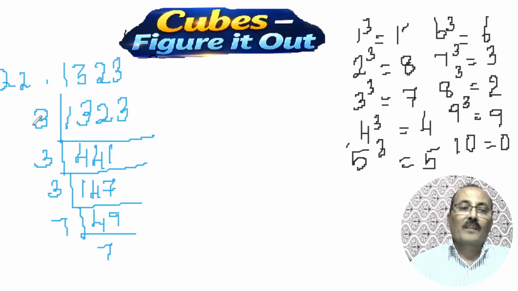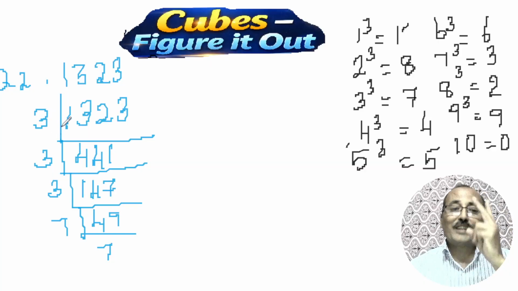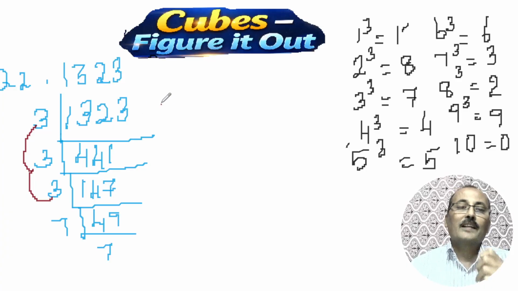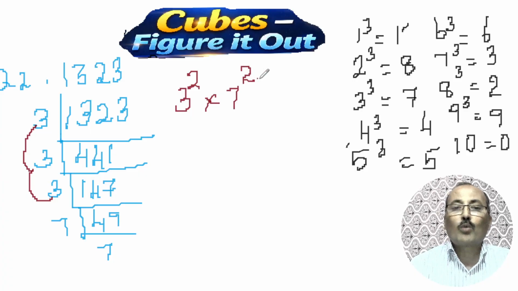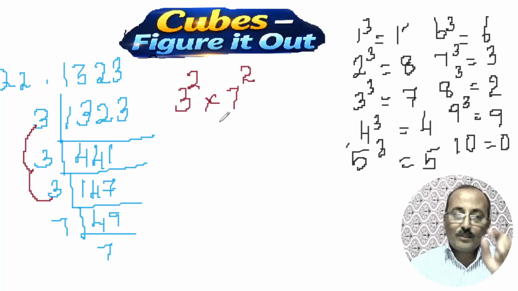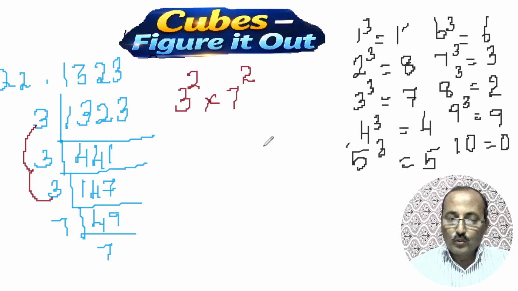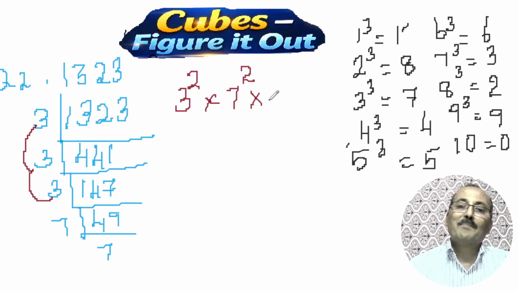No. For a perfect cube, unlike squares, it should have 3 groups. Remember, if there are 2 pairs, then it is a perfect square. Here there must be 3 of each. So for finding the cube root, it must be written as cubes: 3 cube into 7 cube must be there. But here there is only one 7. So this question is, what number must be multiplied to this number to make a perfect cube? So what is that number? Simply 7.